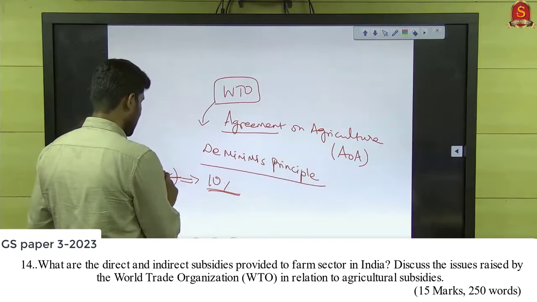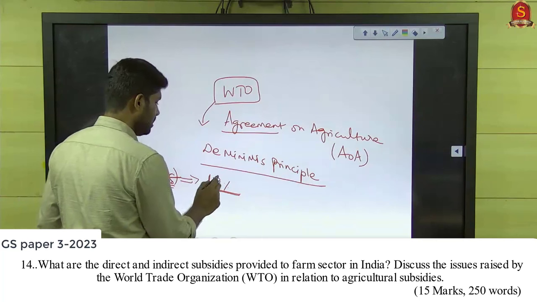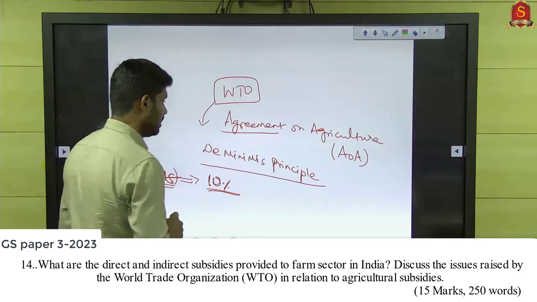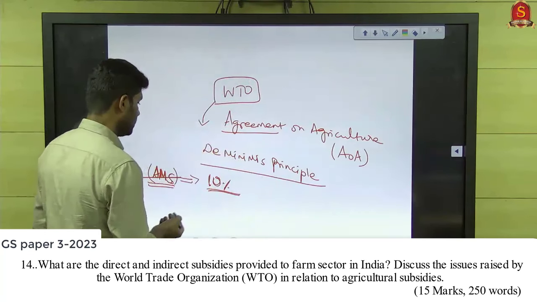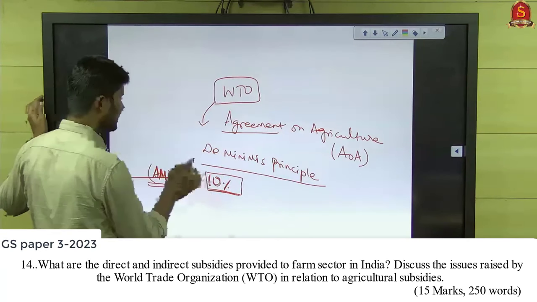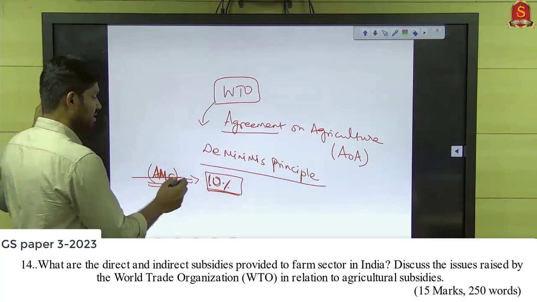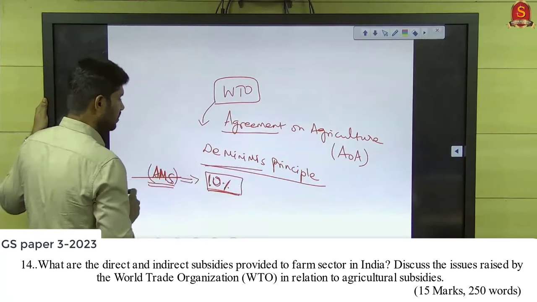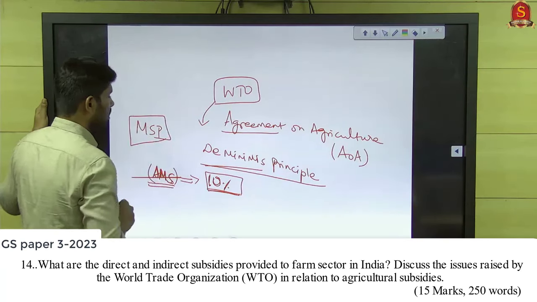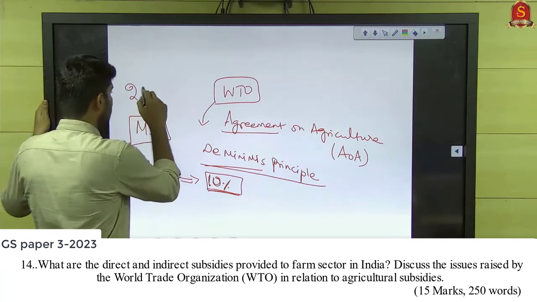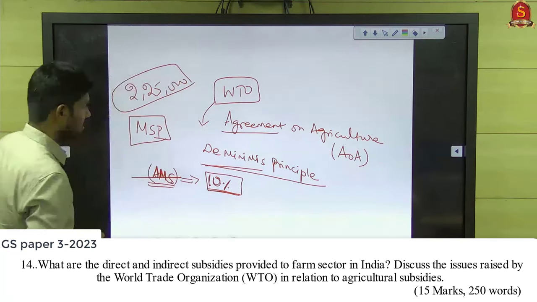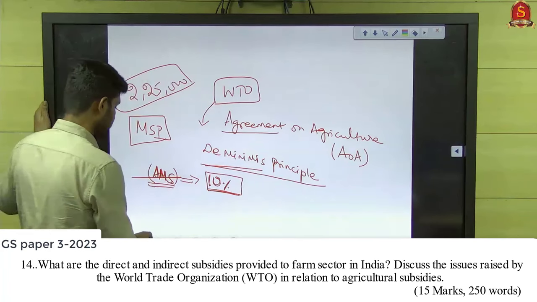So the total aggregate measure of support should not be more than 10% of the total value of the agriculture products in a particular country. But many countries, even the developed countries, the USA and India, are breaching this limit. This is the main criticism from the WTO. Many developed countries criticize India for breaching the de minimis principle, because of India's MSP system, the minimum support price system, and in case of food subsidy, India is spending nearly 225,000 crore. So the value is breaching the de minimis principle. That is the main criticism by the WTO member countries.